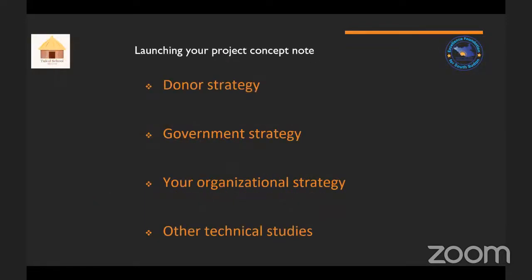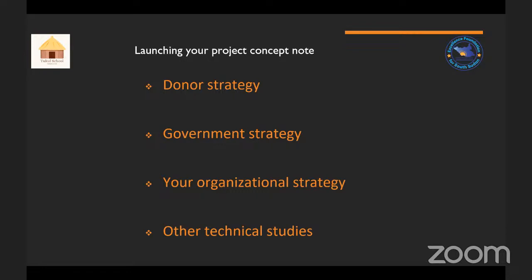We want to look at where you launch your concept note. As we said yesterday, nothing really needs to look like you're just shooting in the sky and then seeing what you hit. No, your proposal, your concept note can be as good as it can get. It can be as detailed as it can get. But if it does not tie in with the donor strategy, it will be a very good shot, but not hitting the right target.